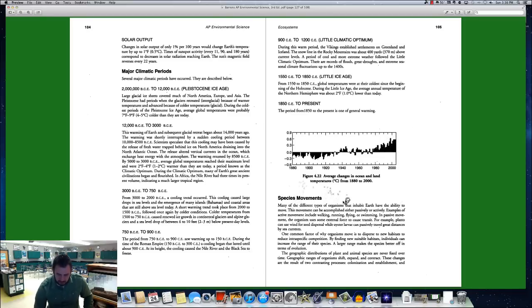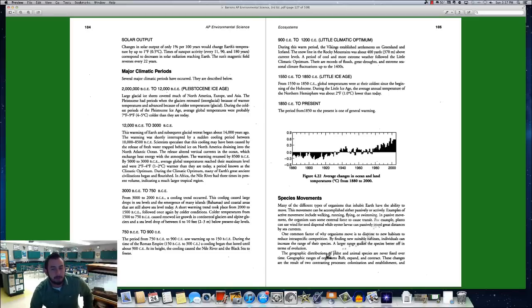Species movements, this is what it does pick up with. So looking at species movements, many different types of organisms inhabit Earth and have the ability to move. Movement can be accomplished either passively or actively. Examples of active would include walking, running, flying, swimming. Passive would be like letting currents or winds take you from point A to point B. One common reason why organisms move is to get to new habitats to reduce intraspecific and interspecific competition.